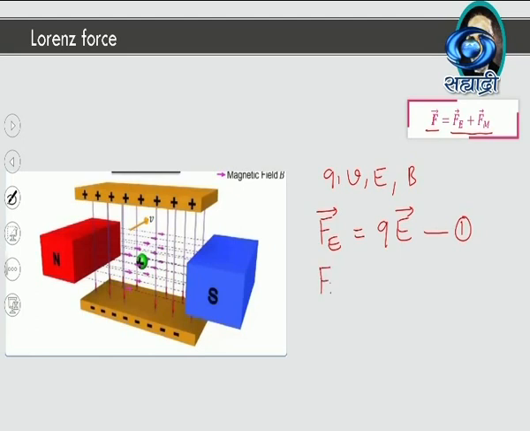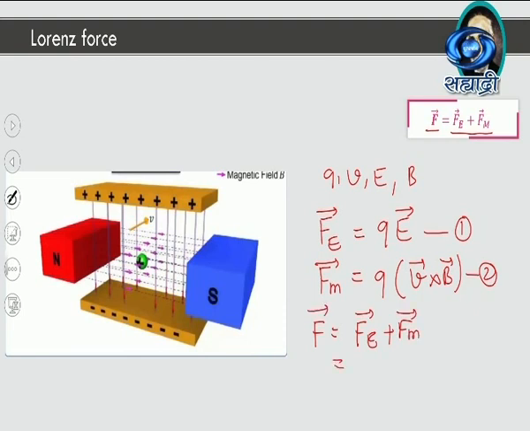The magnetic force Fm experienced by this charge must be equal to q V cross B, right? This we have done in the previous two articles. So the net force, which we have mentioned as the Lorentz force, is nothing but Fe, electric force, plus magnetic force Fm.